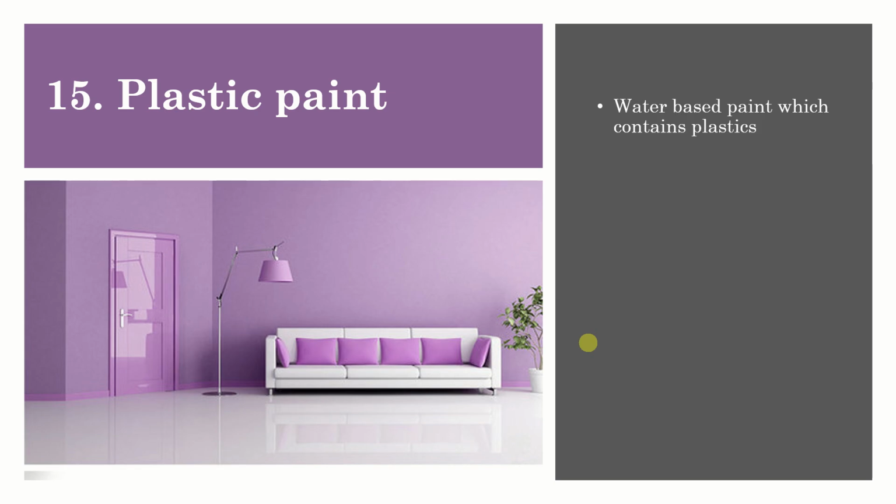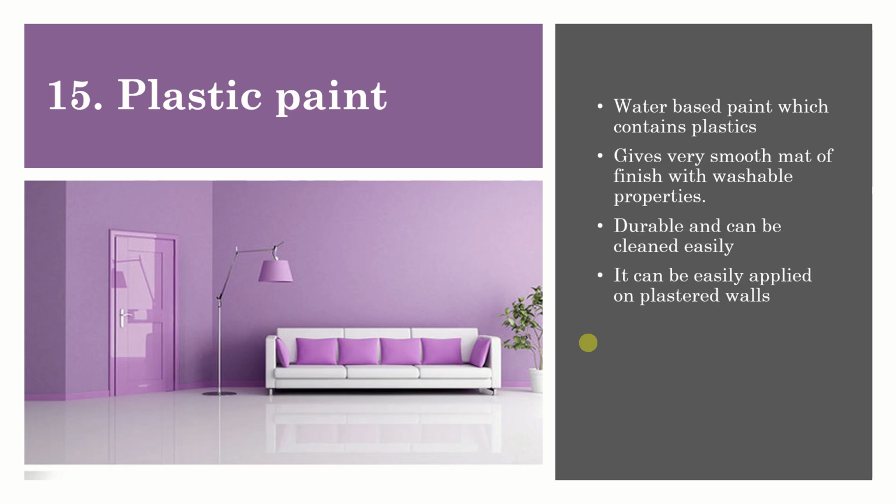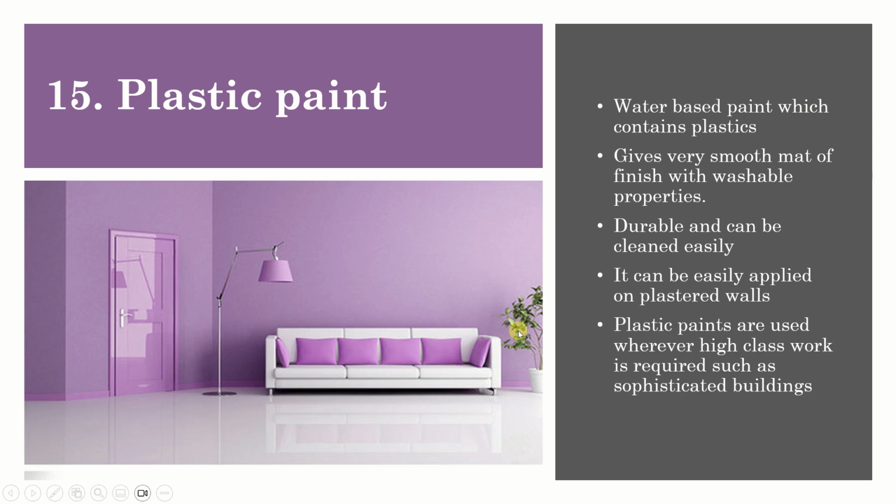Plastic paint. If you see, that's a water based paint which contains plastics. It gives a very smooth matte finish with washable properties. It's durable and can be cleaned easily. It can be easily applied on plastered walls. These are used wherever high class work is required, such as sophisticated buildings.